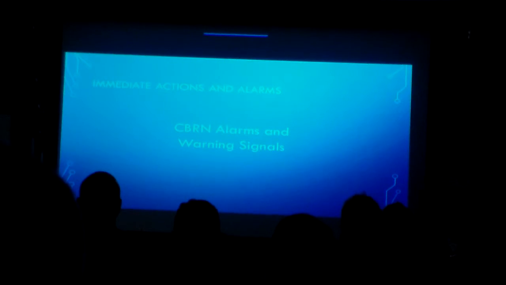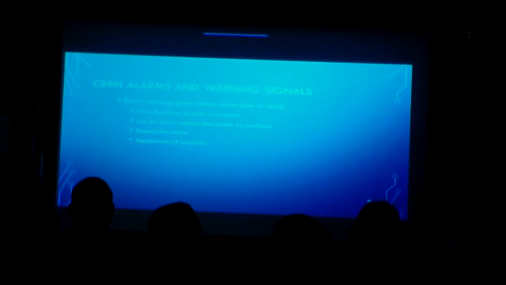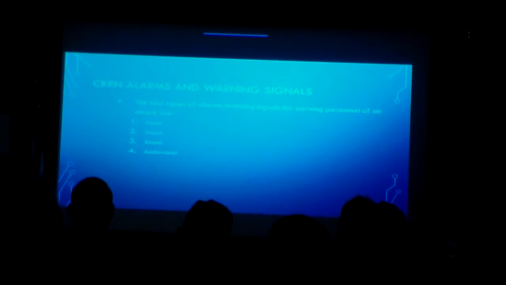Then we're going to talk about alarms and warning signals. Early warnings give others more time to react. Give the alarm as soon as possible. Use an alarm method that cannot be confused. Repeat the alarm. Supplement if possible. The four types of alarms and warning signals for warning personnel of an attack are vocal, visual, sound, and audio-visual.